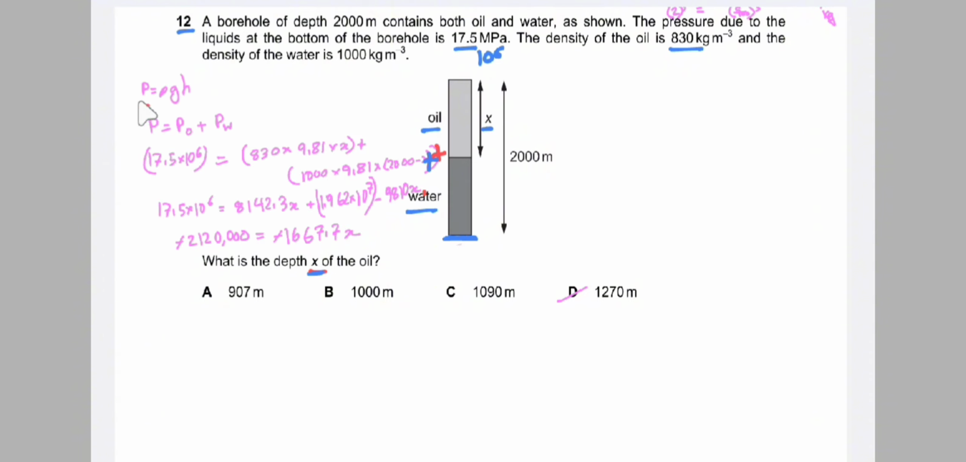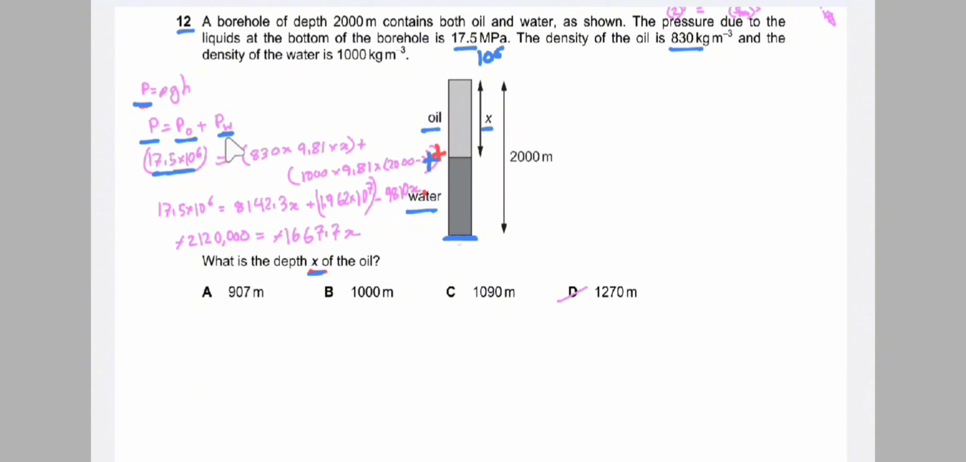So first of all, what is the pressure that is given? That is 17.5 megapascal. So this pressure is the pressure of the oil plus the pressure of the water. That is, the total pressure acting at the bottom is the pressure of the oil plus the pressure of the water. We know that pressure due to a liquid is equal to rho gh, and the pressure at the bottom, 17.5 into 10 to the power 6 pascal, is the pressure due to the water and the pressure due to the oil.